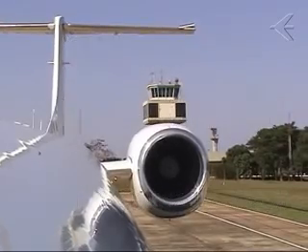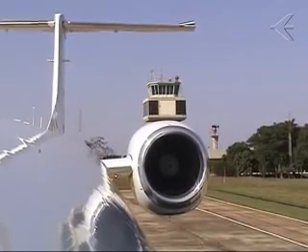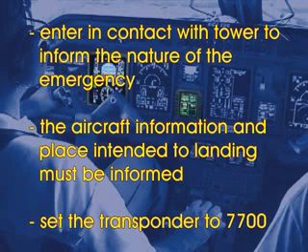The pilot must contact the tower through radio to inform the nature of the emergency. That information must include the type of the aircraft and its position, the course, speed, altitude, time, and intended place for landing. The transponder must be set to 7700, and the course to the landing place, either on the ground or at sea, must be informed.